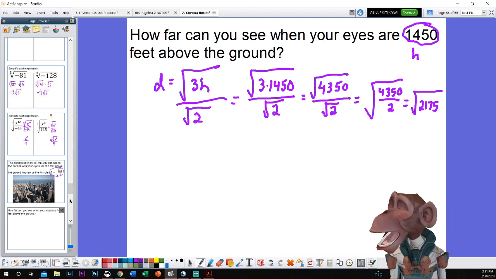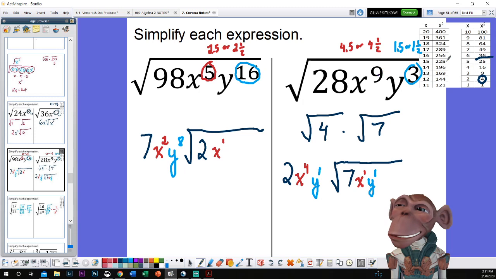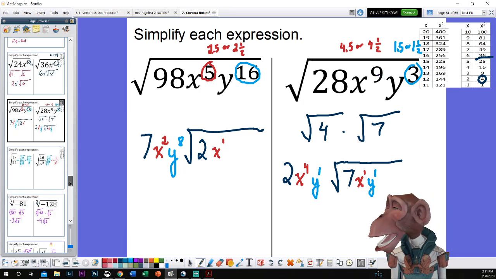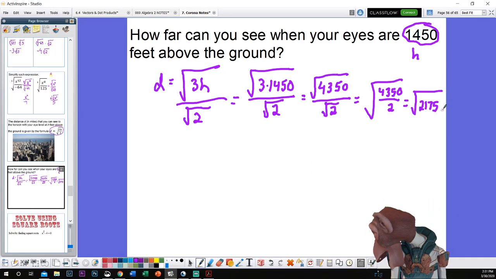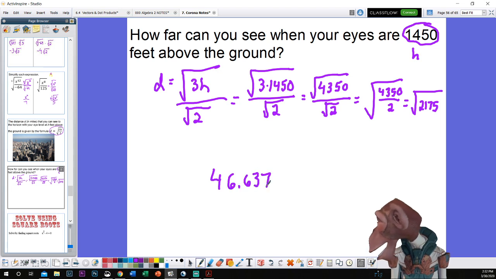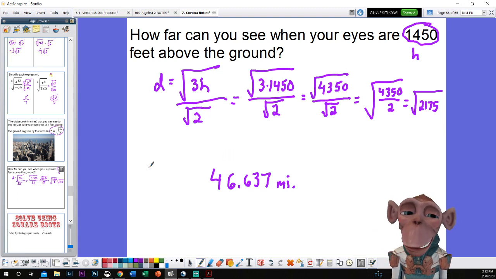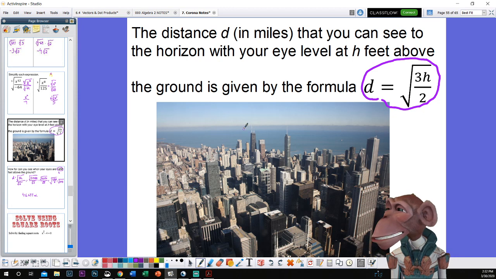Alright, now before, when I wanted an exact value, I would use this cool chart here in order to reduce it. However, this one's a word problem, so I'm going to go ahead and have us calculate it on the calculator. So do 2175 square rooted, that's the second or shift button and the x squared, and you should have a value of about 46.637 miles. So the distance you can see in miles from the top of the Sears Tower is 46 miles. That's really far, but as you can tell, you can see really far.